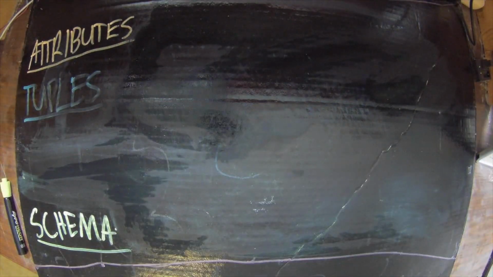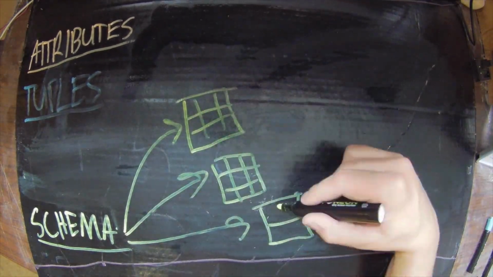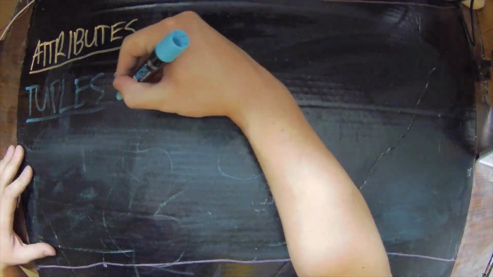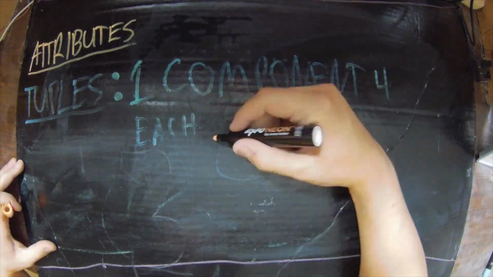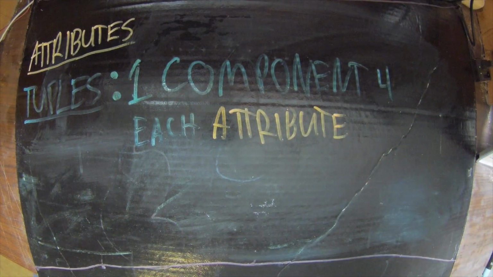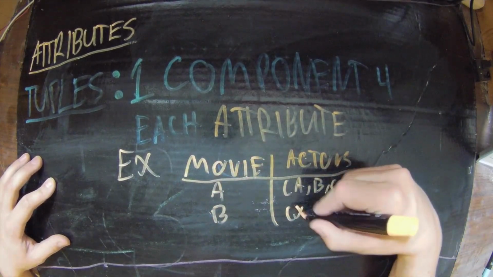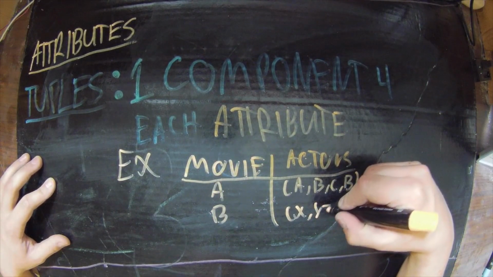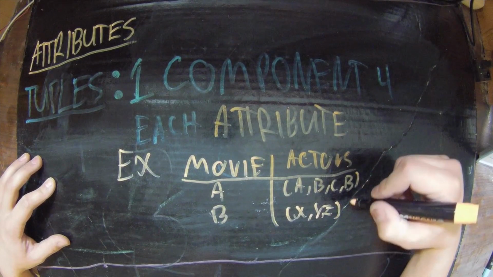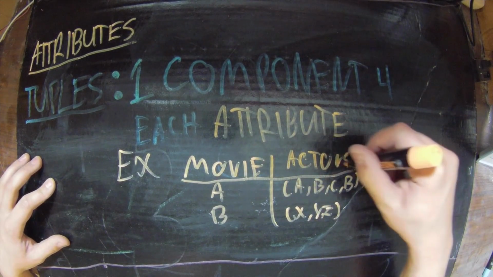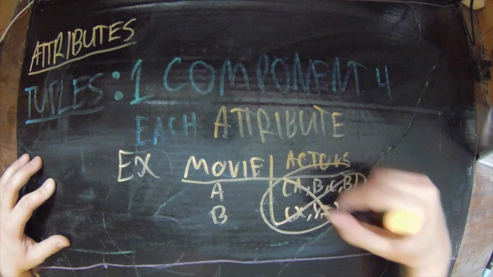Databases can have more than one schema. The set of schemas is the relational database schema. And once again, remember that tuples can only have one component for each attribute. So if we have a database movies and we want to know what actors are in the movie, we cannot have a set of actors for each movie. We have to create a separate table that hosts the actors and the movies.